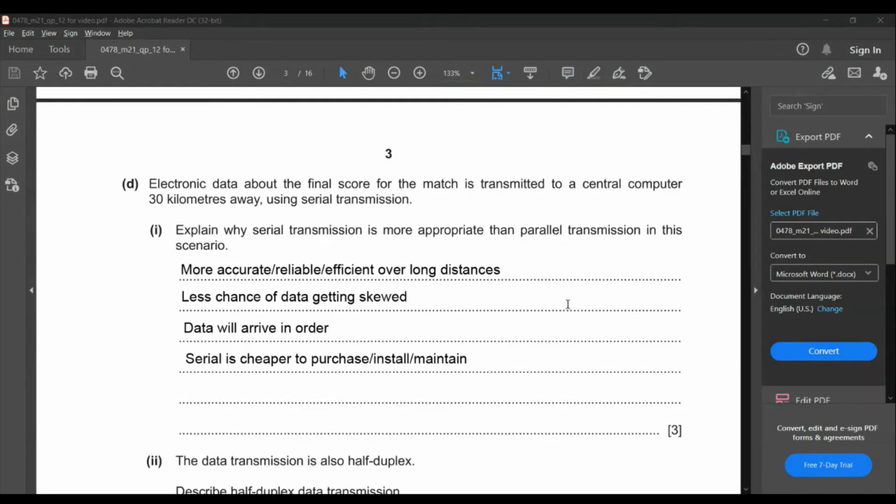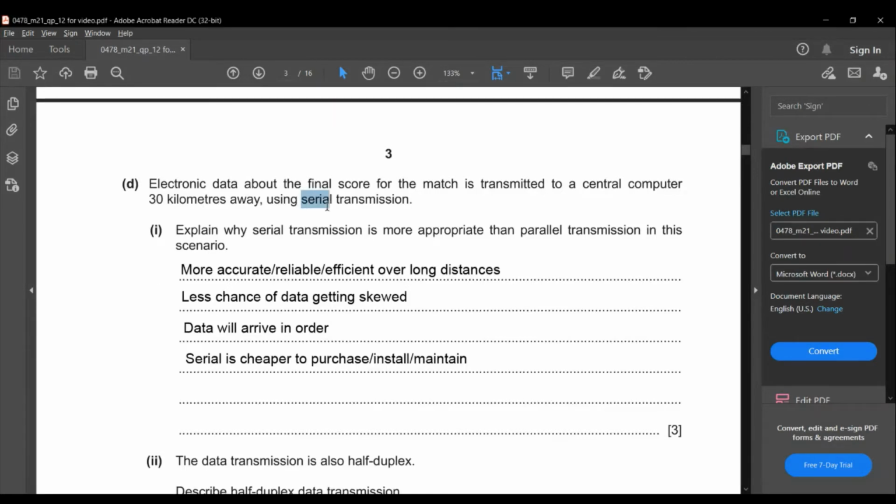The next question is: electronic data about the final score for the match is transmitted to a central computer 30 kilometers away using serial transmission. Explain why serial transmission is more appropriate than parallel transmission in this scenario. So, the benefit of serial transmission is it has less chance of data getting skewed, but this doesn't mean the data would not be skewed at all. Skewed means data getting corrupted.